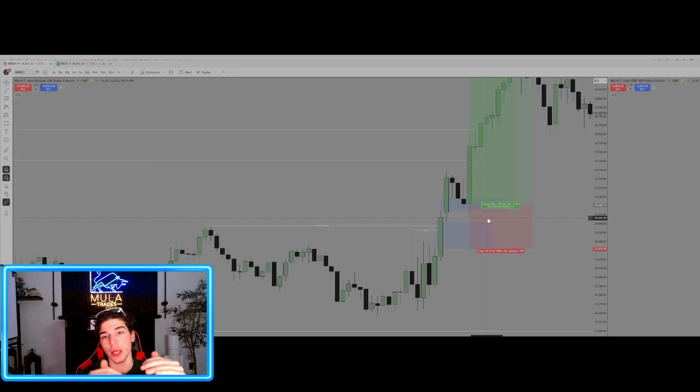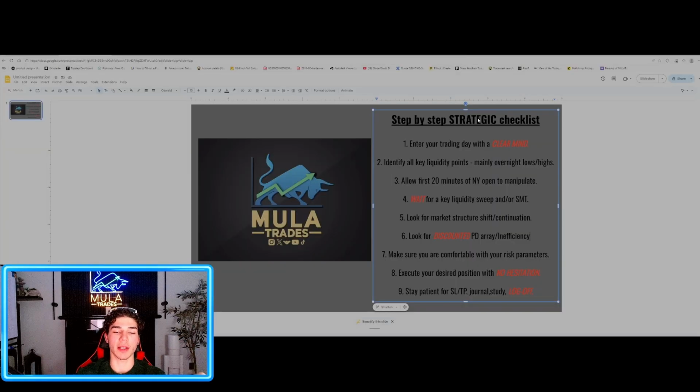If you guys have hesitation, there's this red X at the top right. And if you press X, it just closes the application. I don't know if you guys know how to do that, but if you just press X, it closes the application. So if you're hesitant, go ahead and press that X and then come back the next day, a little more clear. And step number 9, stay patient for your stop loss to get hit or take profit. And then journal that, study that, and then log off.